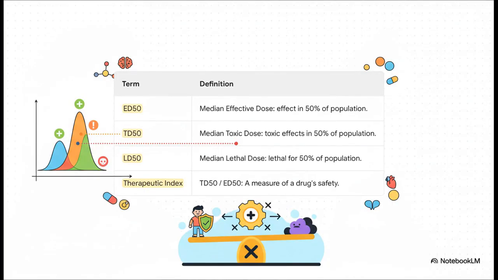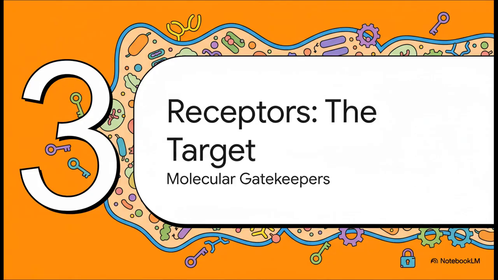This type of curve gives us some incredibly important numbers. There's the ED50, or median effective dose, the dose where half the population gets the therapeutic benefit. Then there's the TD50, the median toxic dose, where half the population experiences side effects. And finally, the LD50, the median lethal dose. By comparing the toxic dose to the effective dose, literally just dividing TD50 by ED50, we get the therapeutic index. This number is a crucial measure of a drug's safety. A big index means there's a wide gap between a helpful dose and a harmful one, which makes the drug much, much safer.